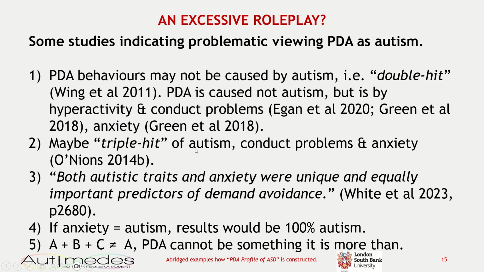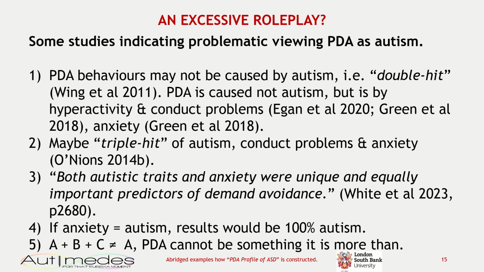Another study has indicated that PDA may be a triple hit of autism, anxiety, and conduct problems. A more recent study, for example, has concluded that PDA may be caused by both autistic traits and anxiety, which were unique and equally important predictors of autism demand avoidance. And there are other applicable studies giving similar results, indicating that PDA is caused by multiple things, not just autism, or that PDA may not be caused by autism at all.